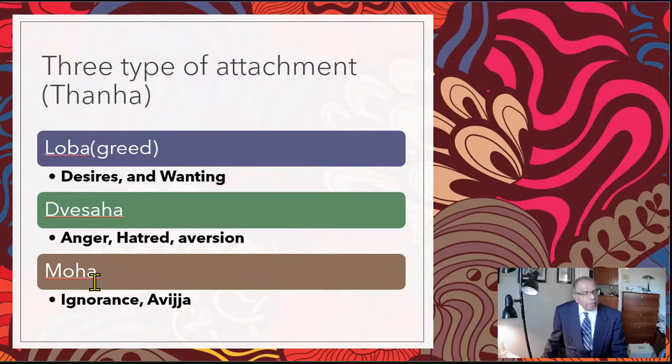The third one, he says, the attachment is ignorance. You may get attached to something, but you are not aware of it. And that is defined as moha, also known as ignorance or avidya. Subliminally, you are attracted to it, but you do not know consciously, therefore it is subliminal ignorance. That's what moha means.